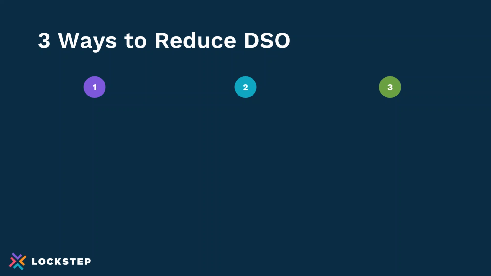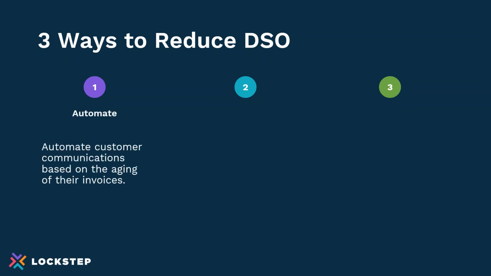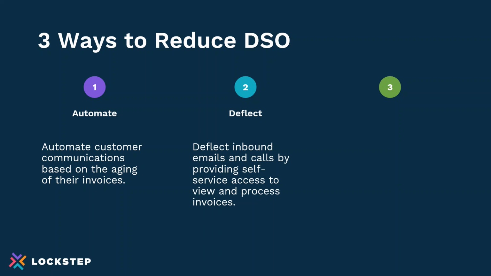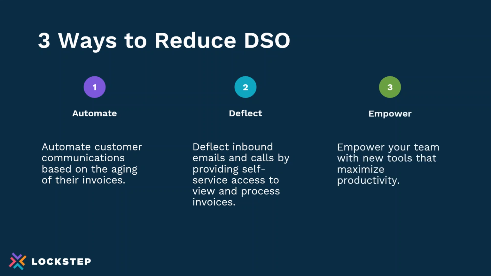So our benchmarking identified 3 high impact ways that you can reduce DSO. The first is automate outbound communications to your customers regarding the status of their account and their invoices. Keep them informed and nudge their payments along. Second, deflect inbound emails. By providing customers with self-service access to their information, they can get what they need and then make their payments on a timely basis. Third, really think about empowering your AR team with things like prioritized action lists, a consolidated view of the customer, and tools to engage and unlock payments. These 3 strategies really have the biggest impact in the ways that you can reduce DSO.